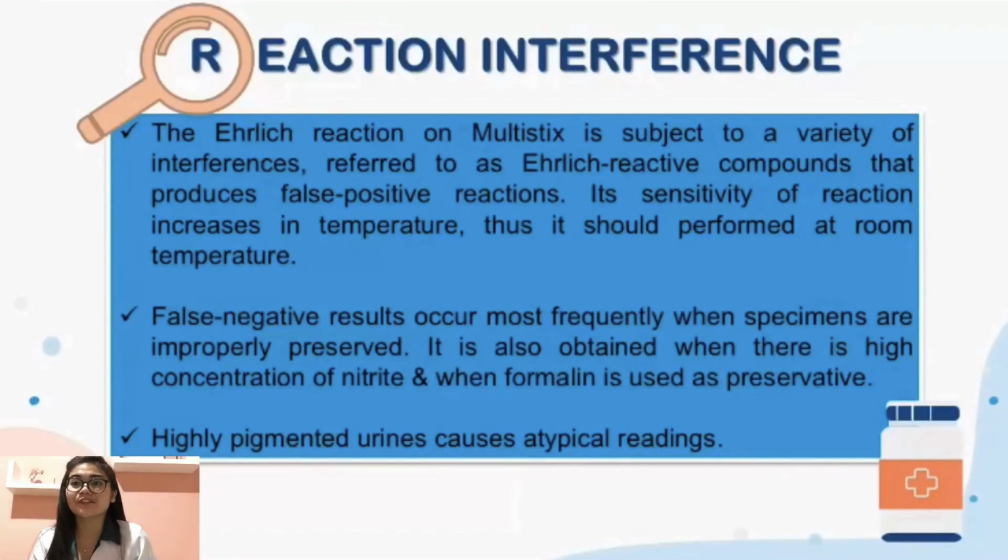False negative results occur most frequently when specimens are improperly preserved, allowing the urobilinogen to be photo-oxidized to urobilin. They are also obtained when there is a high concentration of nitrates, which interferes with the azocoupling reaction on Chemstrips. And lastly, they occur when formalin is used as a preservative. And highly pigmented urines cause atypical readings in both reagents.